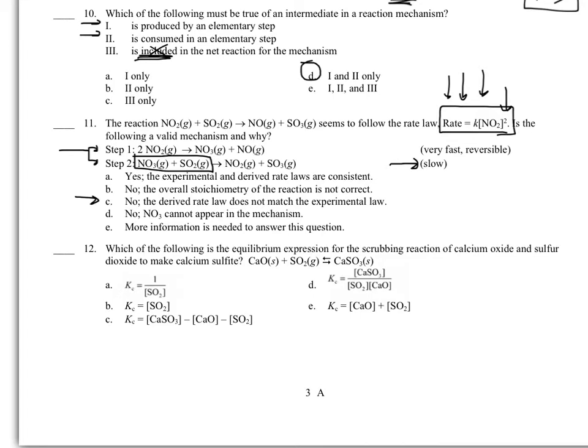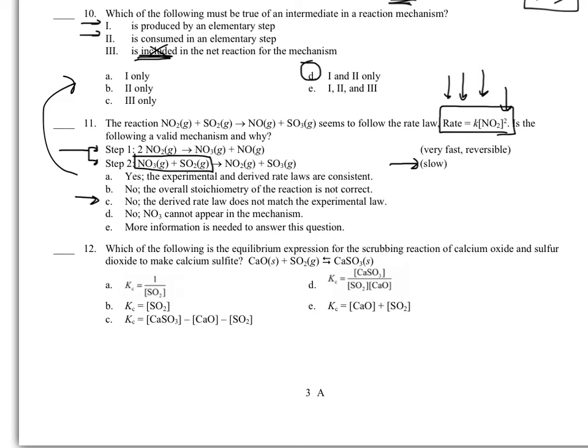Now, it's not because NO3 is not there, because that is true. D is true. It says NO3 cannot appear in the mechanism. So, since NO3 is an intermediate, that's why it's wrong. But NO3 can appear in the mechanism. It's an intermediate. See question 10.